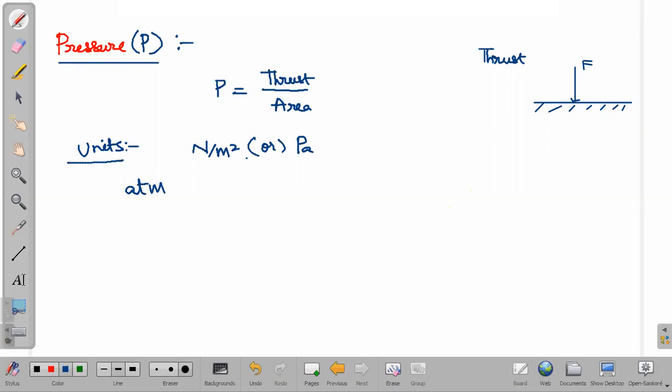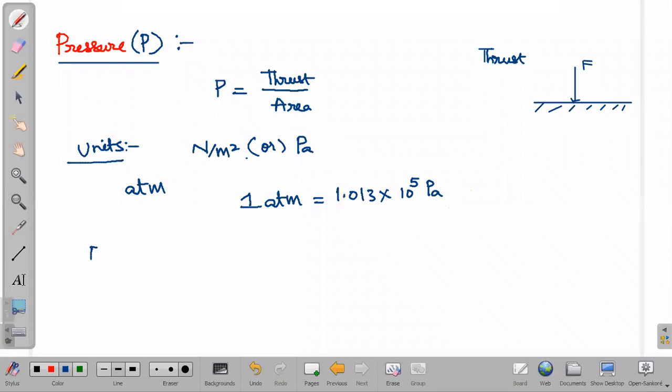One atm value we will write as 1.013 into 10 to the power of 5 Pascal. This is one atm value in terms of Pascals.